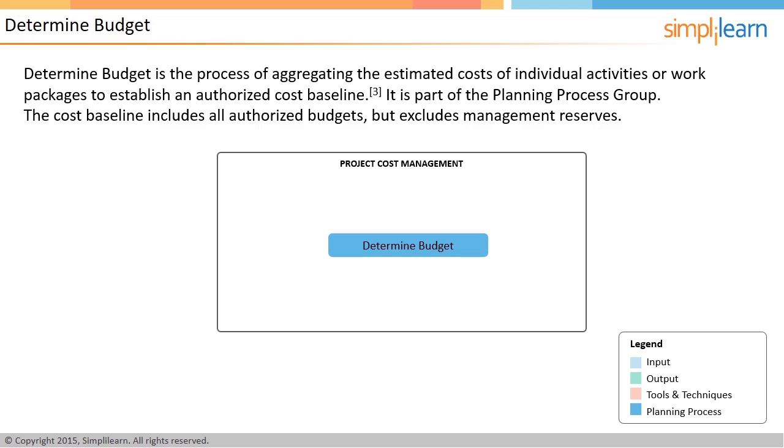Project cost performance is measured against the cost baseline, that is, how much more would the project cost be compared to the original cost baseline. The cost baseline includes all authorized budgets, but excludes management reserves. The inputs used in determining the project budget are the activity cost estimates and the basis of estimates, which are the output of the previous cost management process.